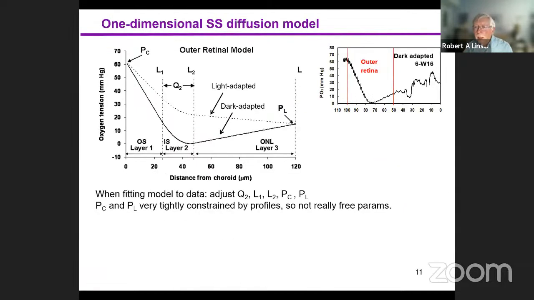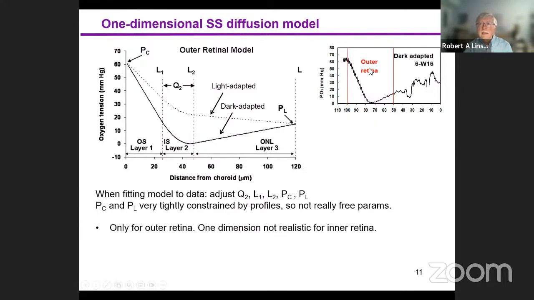So what we do with that model then is to fit it to experimentally measured profiles of oxygen across the retina. And when we do this fitting, we are fitting 3 parameters, really. Well, there are 5 technically. The choroidal PO2, the PO2 at the inner border of the outer retina, the oxygen consumption in layer 2, and really the thickness of layer 2, the position of L1 and L2 between the layers. But the choroidal PO2 and the inner retinal PO2 are very tightly constrained by the data, so they're not really free parameters. And in essence, it's a 3-parameter fit that we're doing.